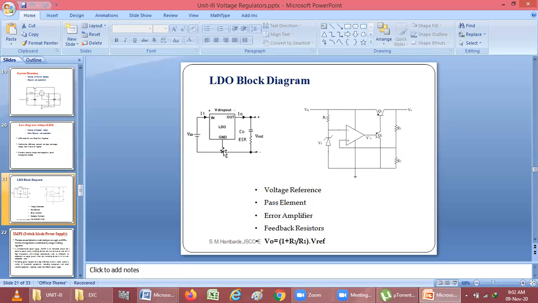So here we can see this is the circuit diagram for the low drop output voltage. Here we are using a BJT. If you see at the output, we are using the voltage regulator to regulate the voltage, to divide the voltage as per our requirement.